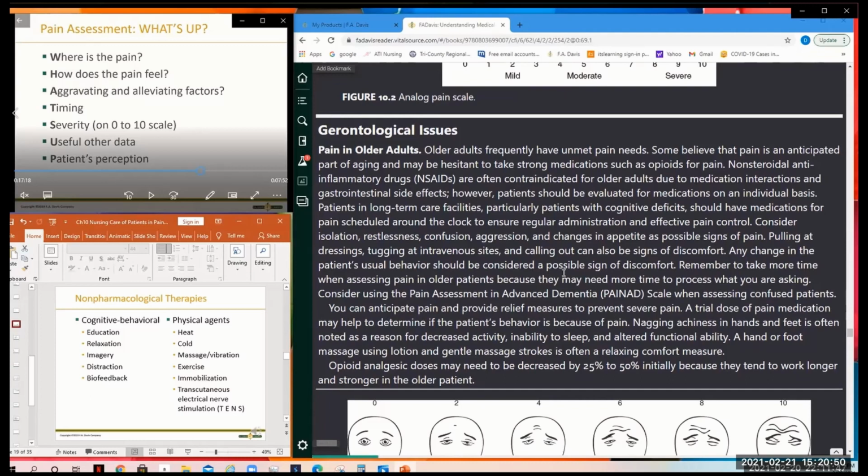Remember to take more time when assessing pain in older adults because they may need more time to process what you are asking. Consider using the Pain Assessment in Advanced Dementia scale, PAINAD, when assessing confused patients. You can anticipate pain and provide relief measures to prevent severe pain. A trial dose of pain medication may help to determine if the patient's behavior is because of pain.